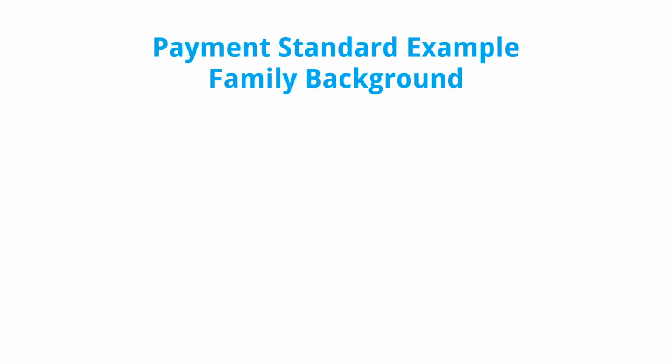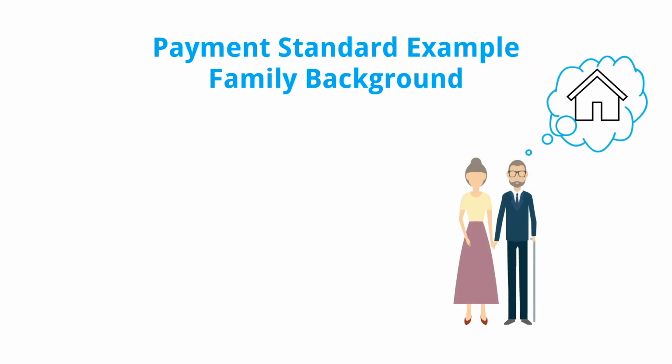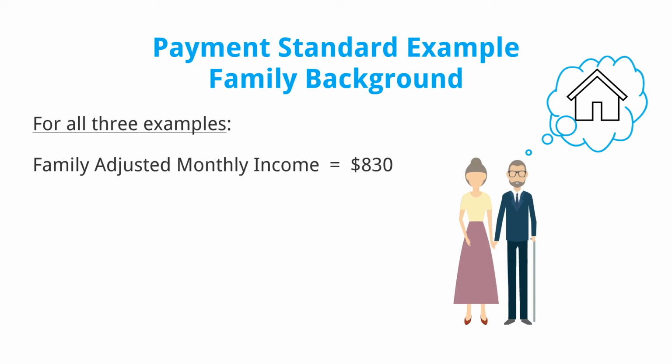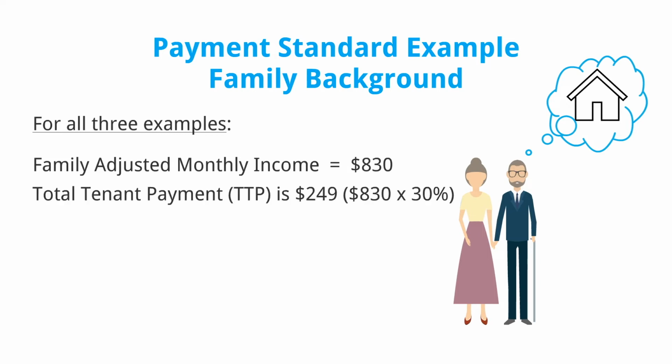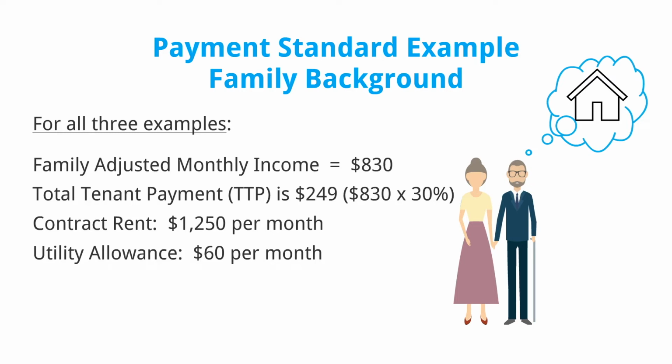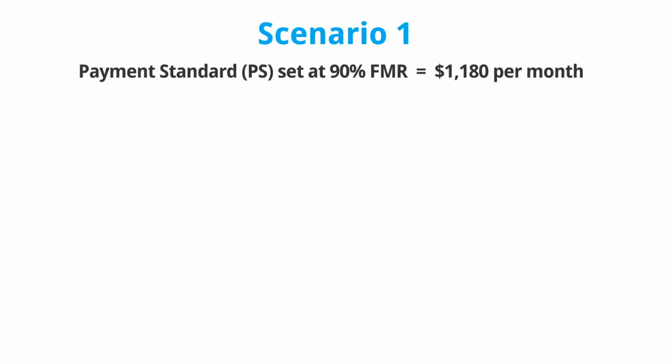We're now going to look at 3 scenarios where we apply payment standards set at different percentages of the FMR. In all 3 examples, the family has an adjusted monthly income of $830. Their TTP is $249. The contract rent is $1,250 and the utility allowance is $60 per month. The gross rent for the unit is $1,310.